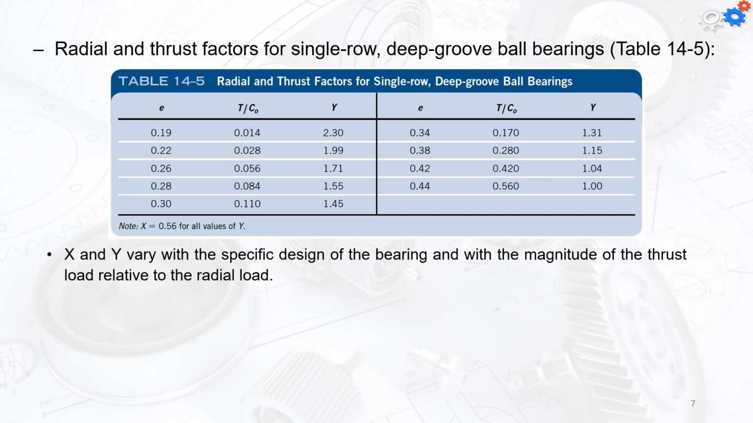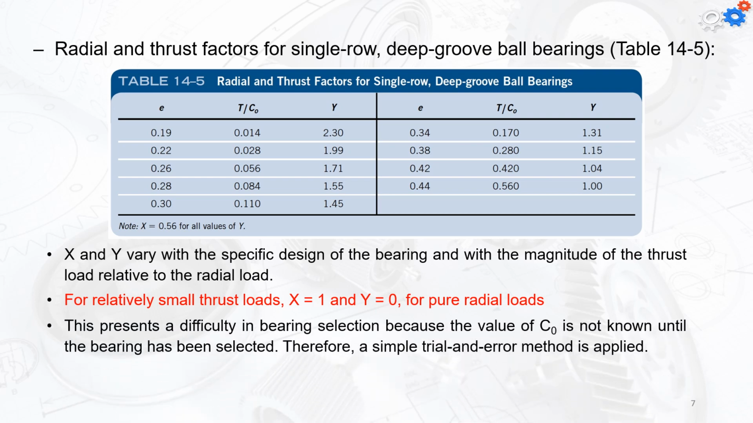The radial and thrust factors for single row deep groove ball bearings are given in Table 14.5. In Table 14.5, you can see multiple parameters like e, T over C0, and Y. The X and the Y will vary with the specific design of the bearings and with the magnitude of the thrust load relative to the radial load. For relatively small thrust loads, X is equal to 1 and Y is equal to 0 for pure radial loads.